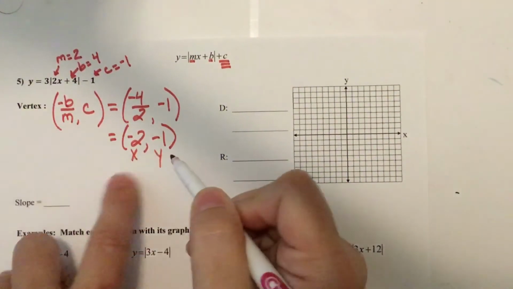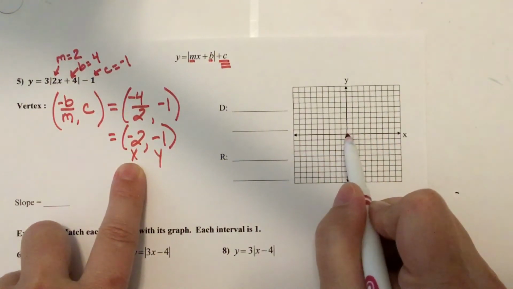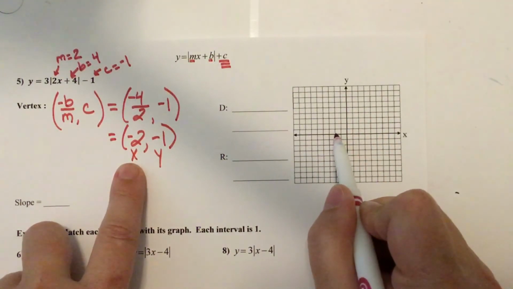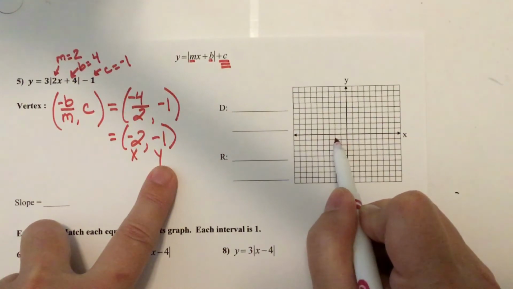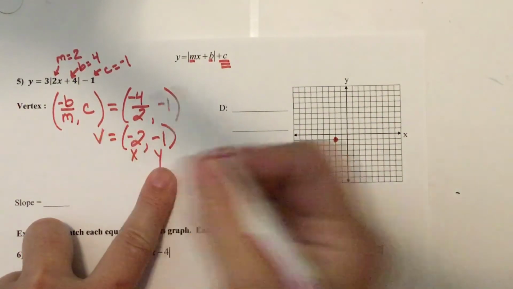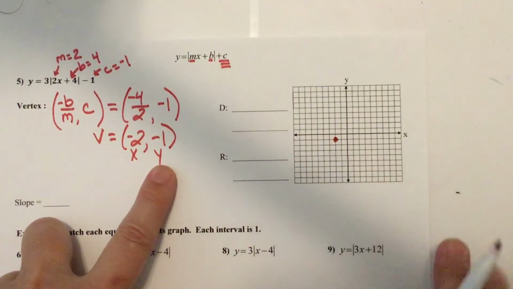X, Y. All right, since my X is -2, I go left 2. And since my Y is -1, I go down 1. So this is my vertex, left 2, down 1.